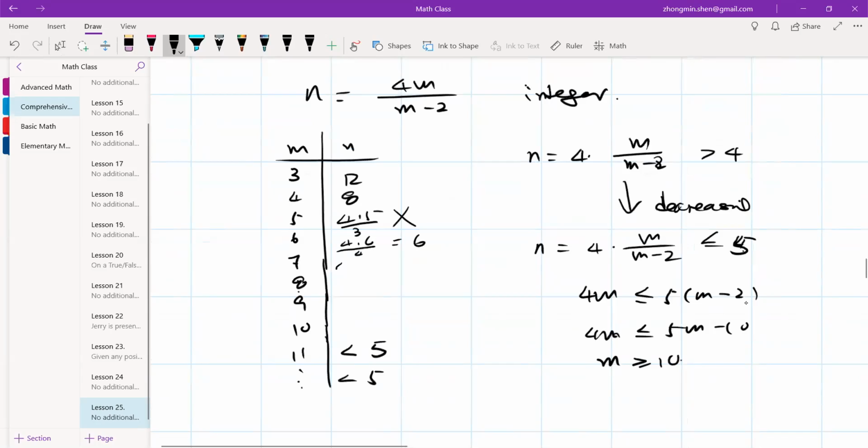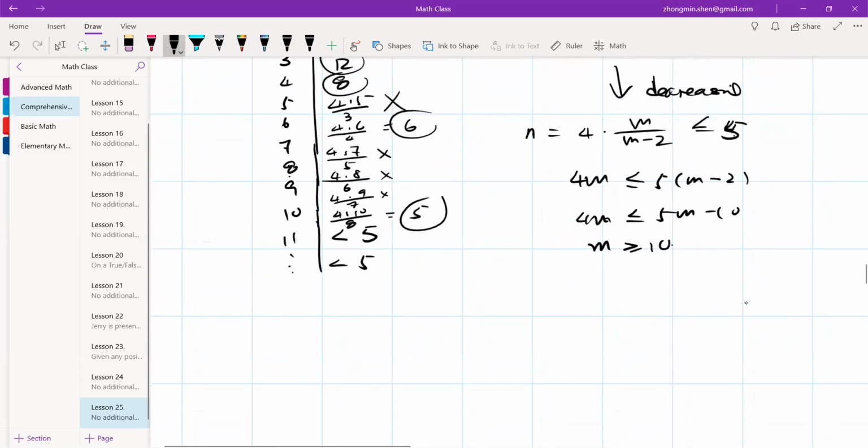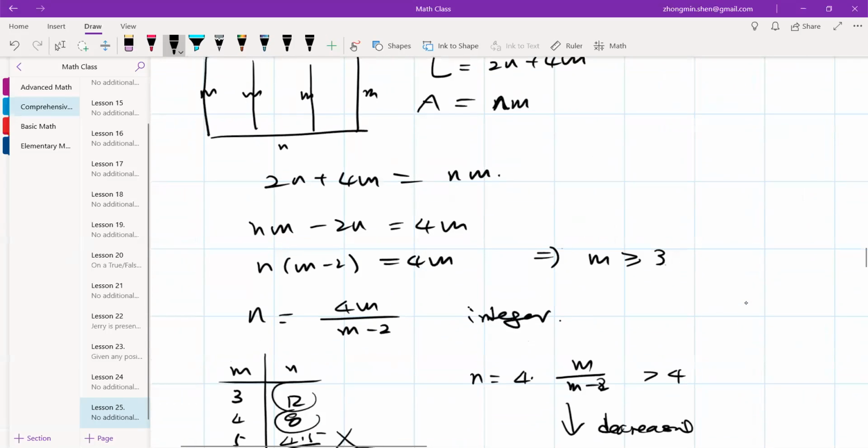Okay, then 4 times 7, and 7 minus 2 is 5. It's bad, right? Then 4 times 8, and 8 minus 2 is 6. This is not good. 4 times 9, 9 minus 2 is 7. It's not good. 4 times 10, and 10 minus 2 is 8, so this is a 5. Okay? So you will get those numbers, right? Those are the possible solutions.